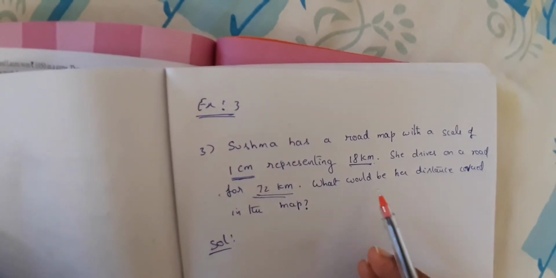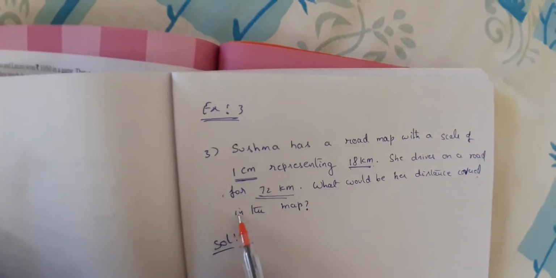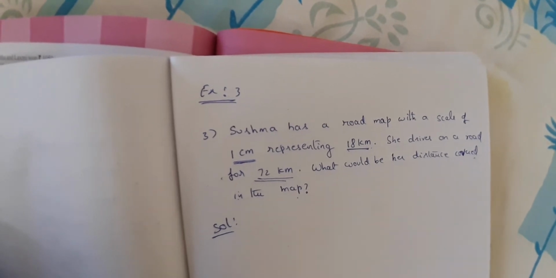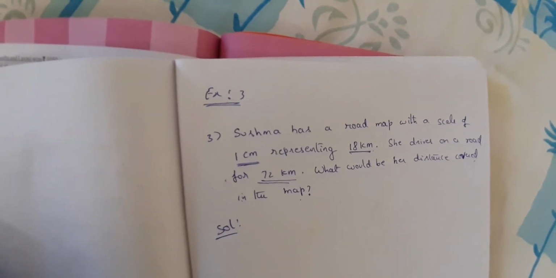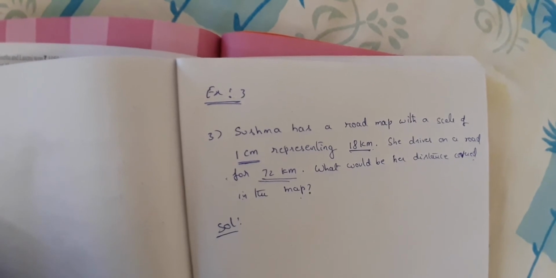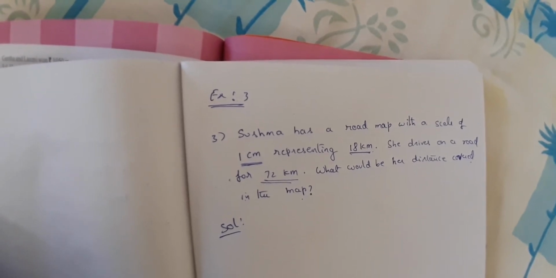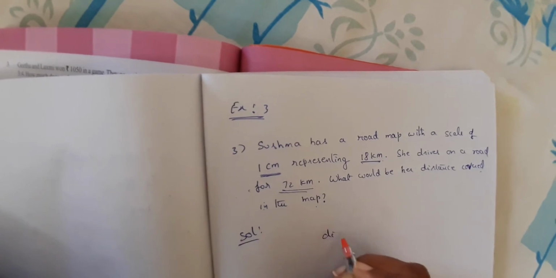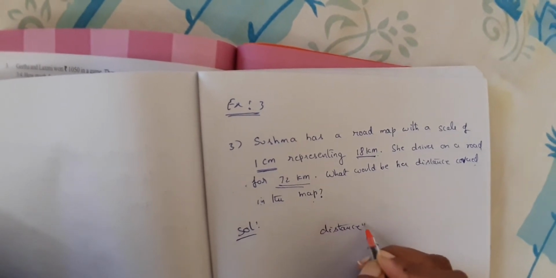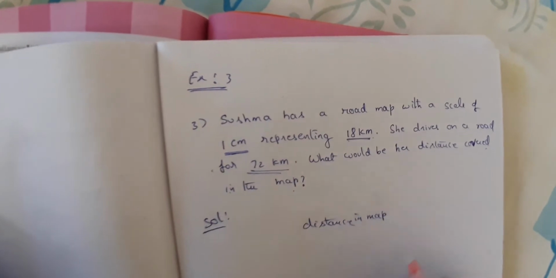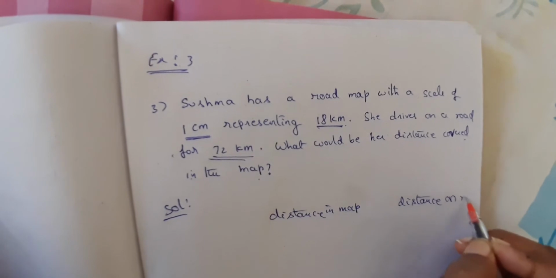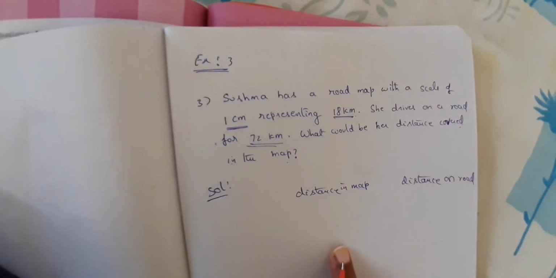So now what is the question? What would be her covered distance on the map? It means how much distance did she move on the map. Very good. So let us move on to the same tabular form. We will take distance in map as one column, and distance on road as another column, because similar quantities should be taken under the same column.